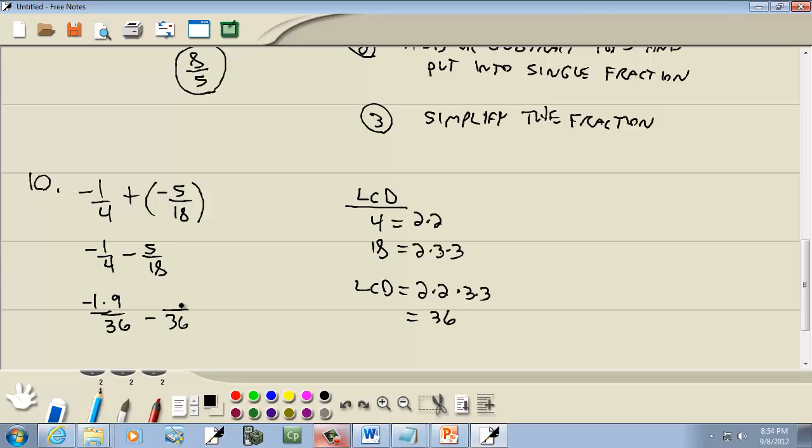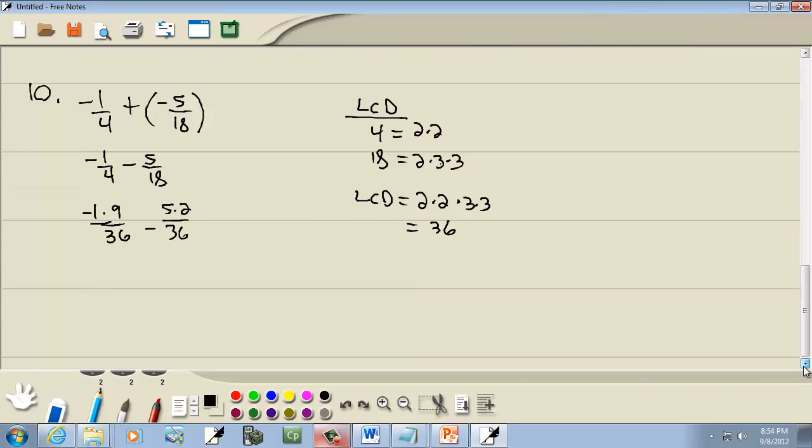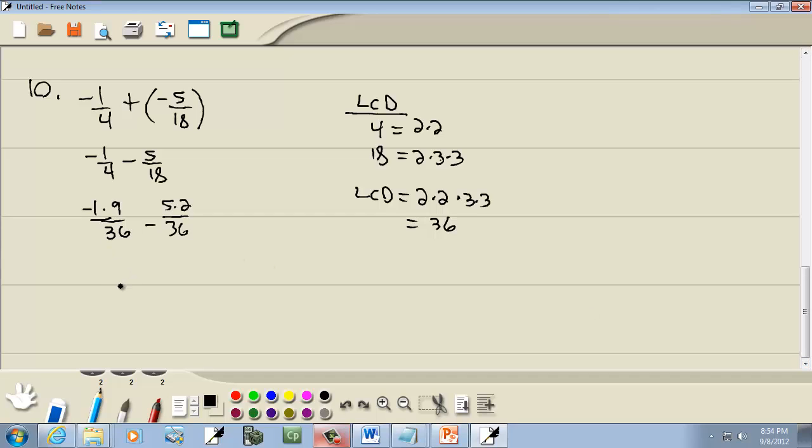This one we multiplied by 2, so we multiply the top part by 2. Well, negative 1 times 9 is negative 9. 5 times 2 is 10. And then we need to combine together the top parts. Negative 9 and negative 10 is negative 19 over 36. And our last step, there's no simplifying to do here. That's as simple as it gets.